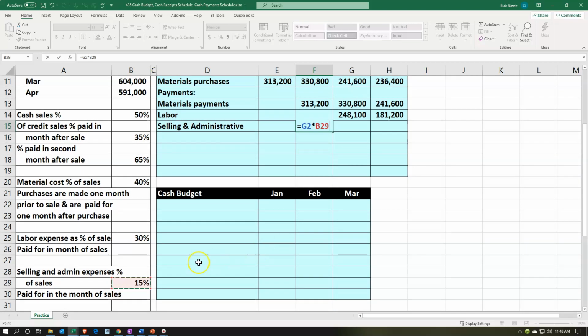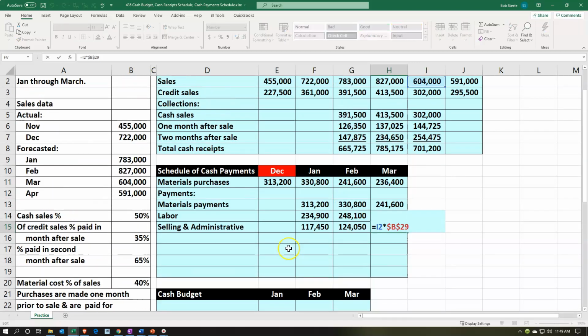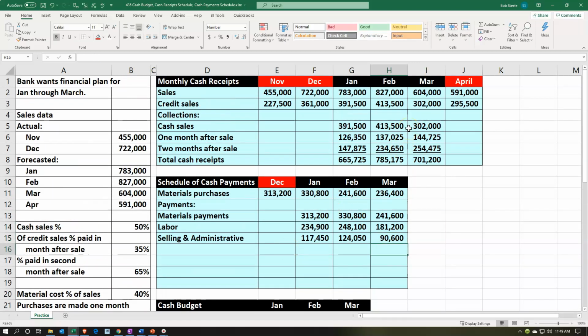We want to copy this across. Therefore, I'm going to make that 15%, which is represented by B29, an absolute reference by selecting F4, $ sign before the B and 29, enter. Then put our cursor back on it, autofill handle, dragging that across. Double clicking the final cell, checking the 15 looks good and the March looks good. Next, we have the overhead. The overhead is going to be the next item.